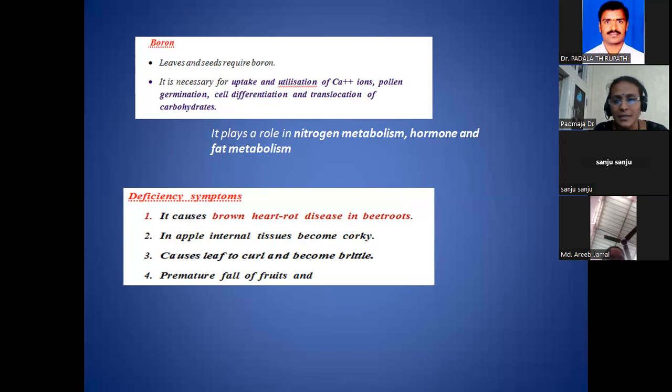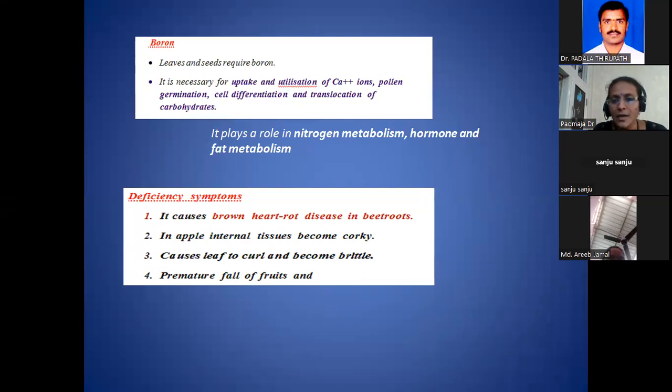If the boron is less in the soil, it causes brown heart rot disease in beetroots. In apple, internal tissue becomes corky, and it causes leaves to curl and become brittle. The leaves will be curling, very short and very thick, like structures. And there is a premature fall of the fruits. Without entering into the ripened condition, in a younger condition only, the fruits are falling.